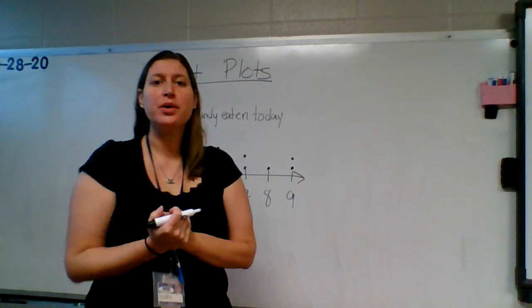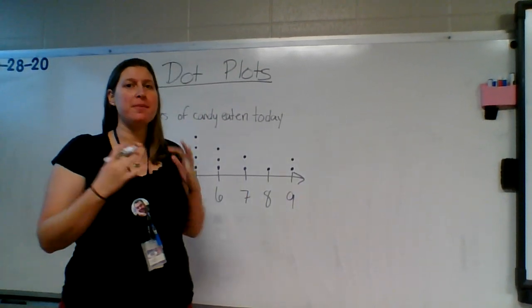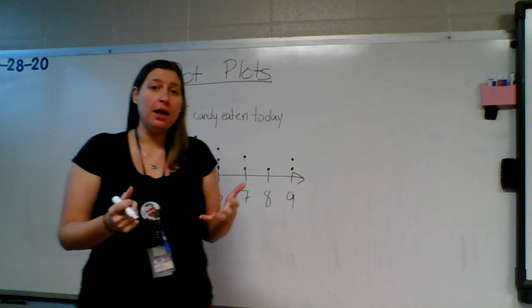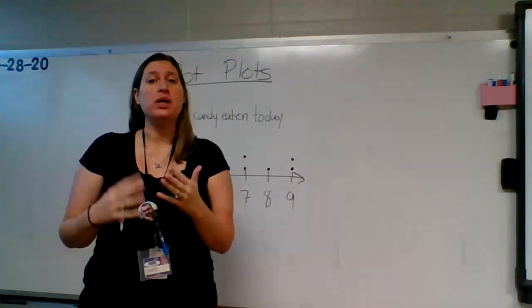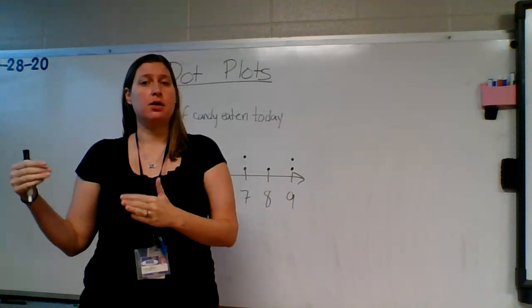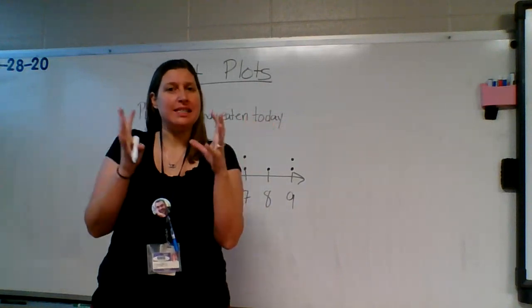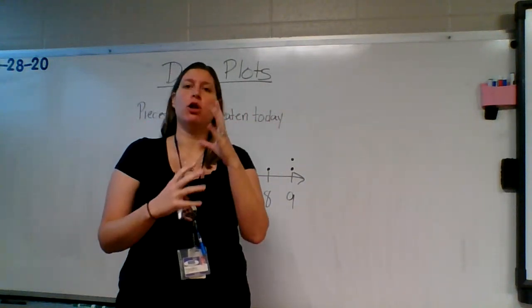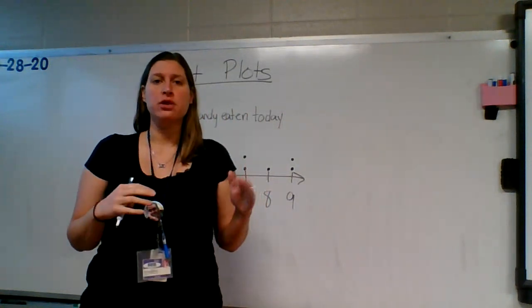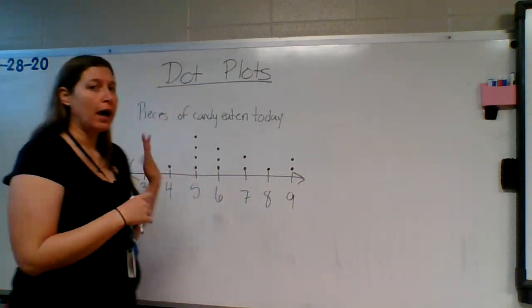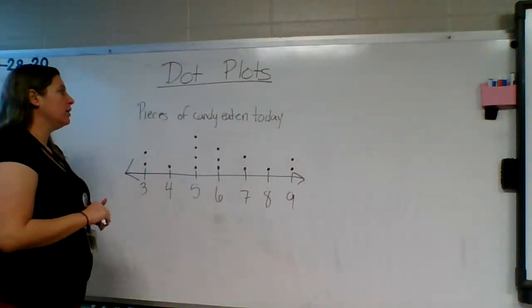Hi guys. What we're going to be talking about today is dot plots. A dot plot is a way that we are able to display the data that we have collected, and we can put it in a more concise picture so we can see all of our data visually, and so we can put it in order naturally, stuff like that. So I put up a dot plot up here on my board.